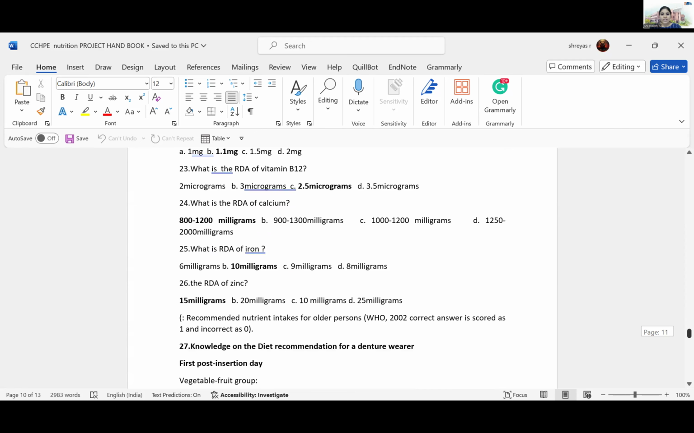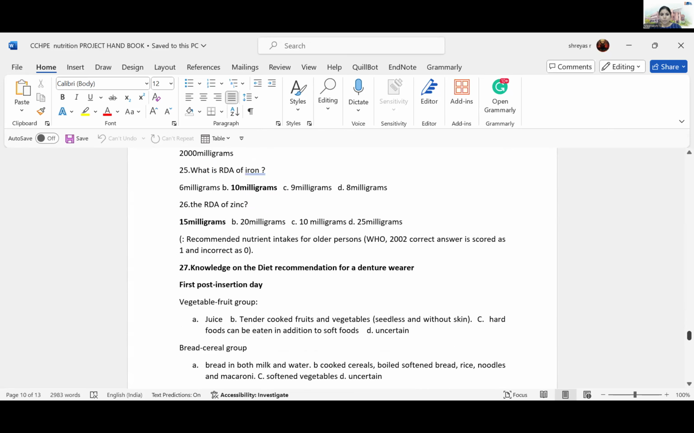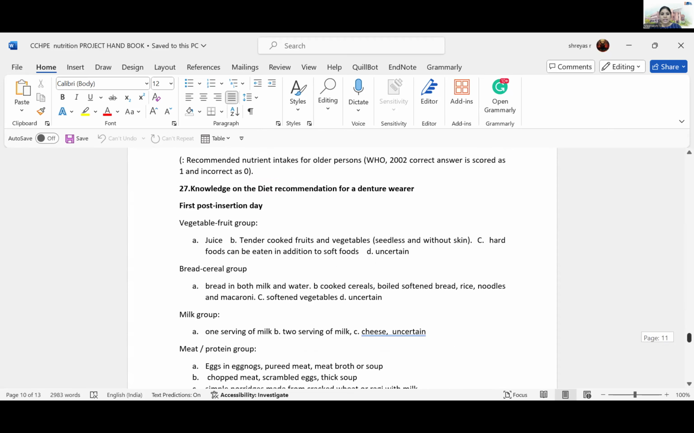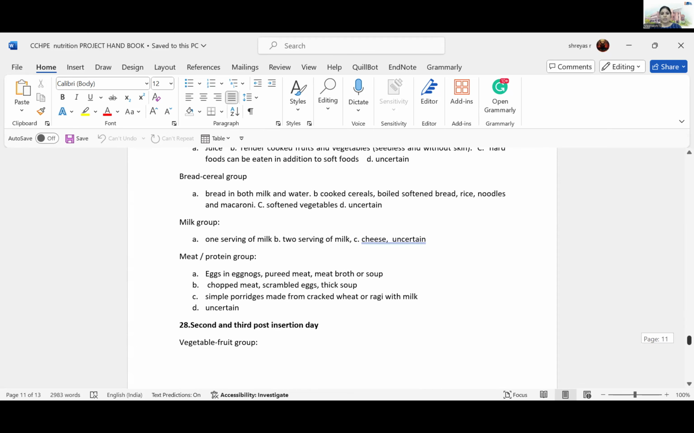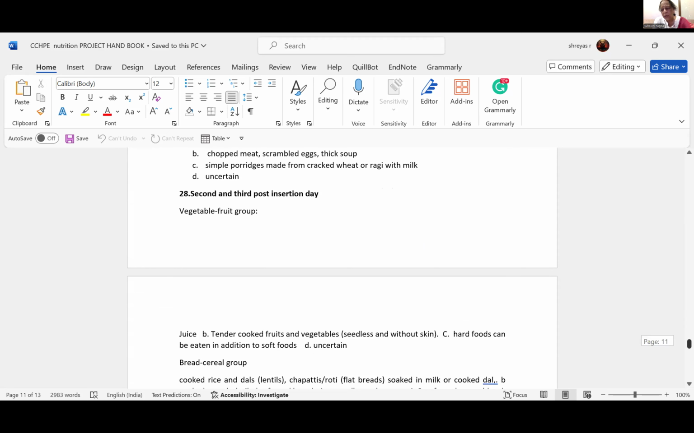So this is the knowledge of the diet recommendation on the first post-insertion day, what they should eat in the different food groups. As per the ICMR guidelines, there is the vegetable fruit group, bread cereal group, milk group, and meat and protein group. So on the first insertion day, what they'll do. Second, this should also be easy for a laborer.